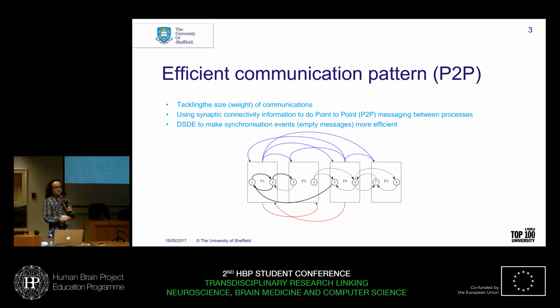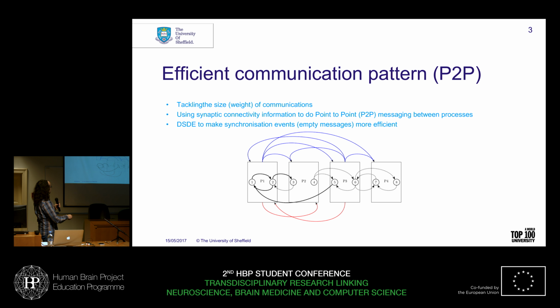The first approach is an efficient communication pattern. When computational nodes need to send spikes from one to another, we use a point-to-point communication pattern, as opposed to an all-to-all communication pattern that standard simulators like NEST and NEURON may use. That's a really bad image, but hopefully you can get the point of it.